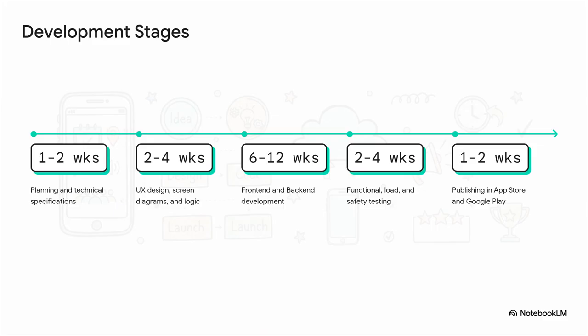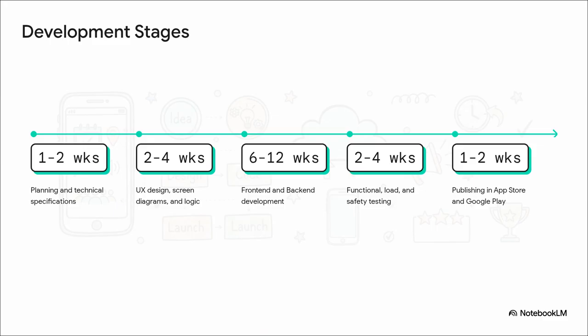Makes sense, right? Then 4 to 7 weeks of UX and UI design. That's mapping out the screen diagrams and user logic so it looks good and actually makes sense to a human being. Then comes the biggest chunk, the coding. 6 to 12 weeks to build both the front end and that invisible heavy lifting back end we just talked about. Next, please don't skip this. Testing. 2 to 4 weeks of rigorous functional, safety, and load testing to guarantee it won't crumble on opening day.